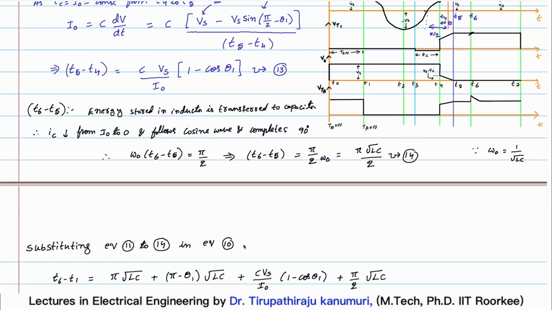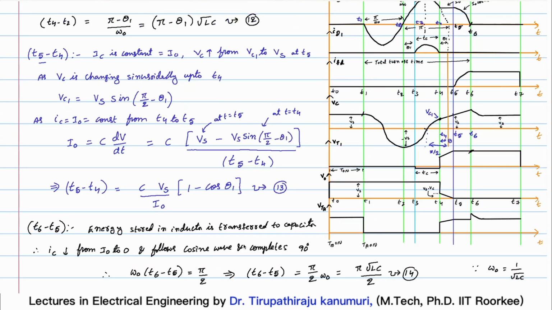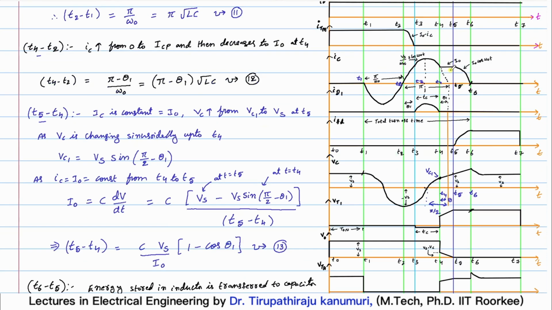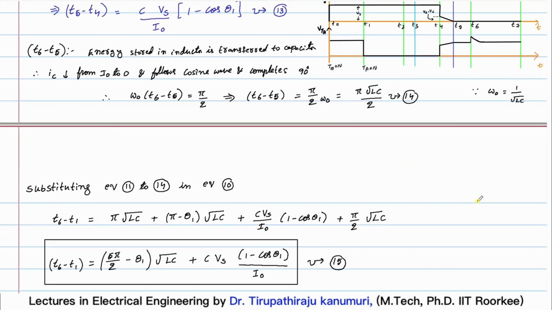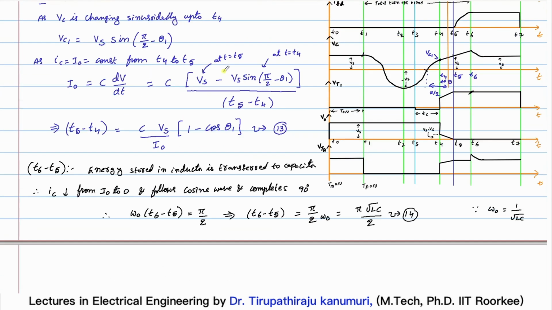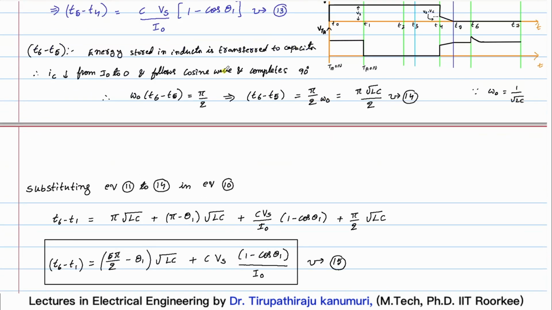Then coming to T5 to T6. From T5 to T6, what is happening? You can see the freewheeling diode is conducting. So the capacitor current will slowly go on decreasing, and the capacitor voltage will go on rising after this. So let us see what is happening. Why is it rising? Because the inductor is not allowing the sudden change in the current. That means we can tell that energy stored in the inductor is transferred to the capacitor during this duration.